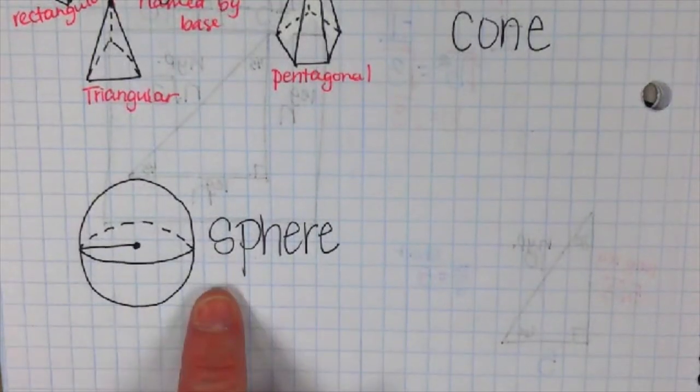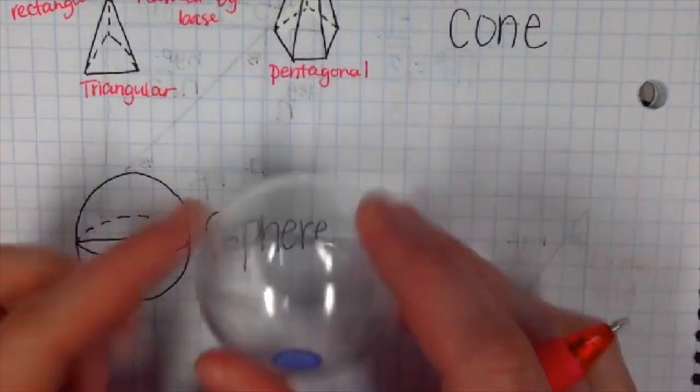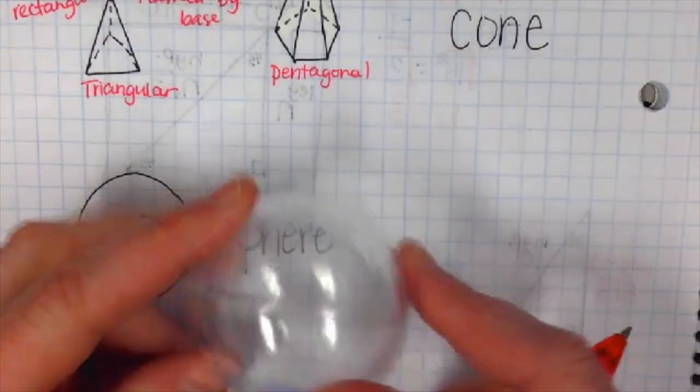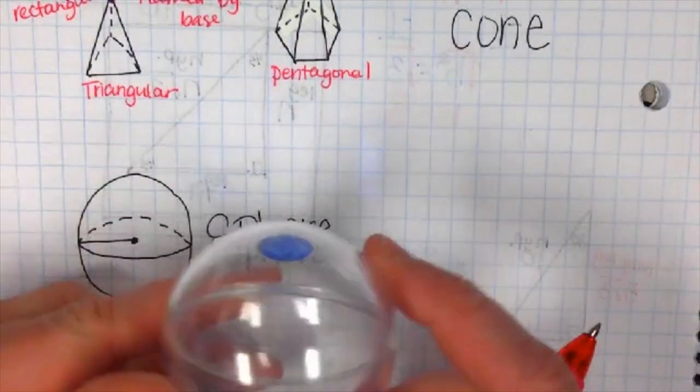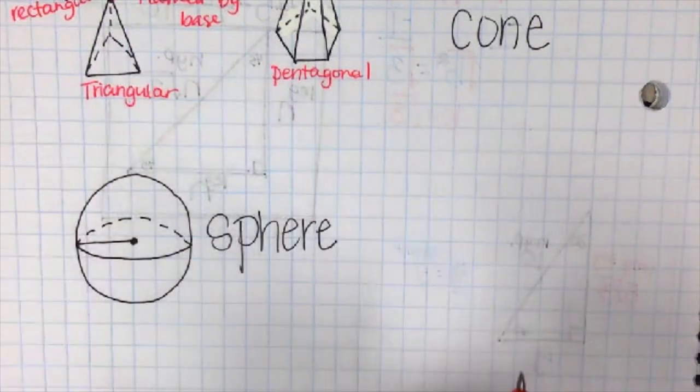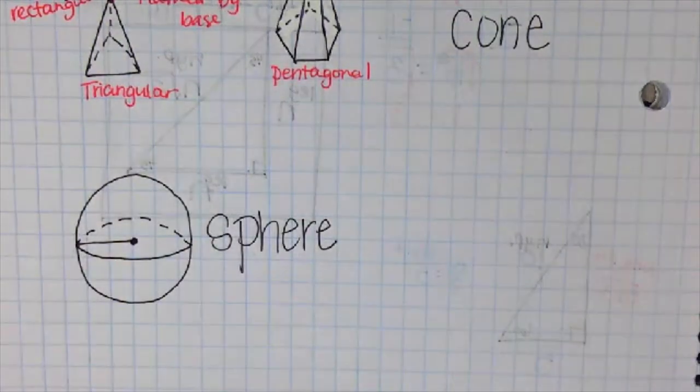Okay, and the last main type that you will see is a sphere. A sphere is the most unique because it is just perfectly round, or it's a ball. So the sphere is right there.